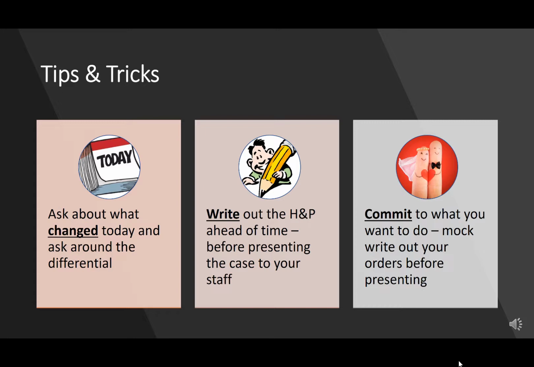It can be very helpful to actually write out the component headings ahead of time, then write it out before you present to your staff. For example, write out chief complaint including relevant past medical history, HPI with pertinent positives and negatives, physical exam with vital signs, pertinent positives and negatives, and impression and plan with differential diagnosis.